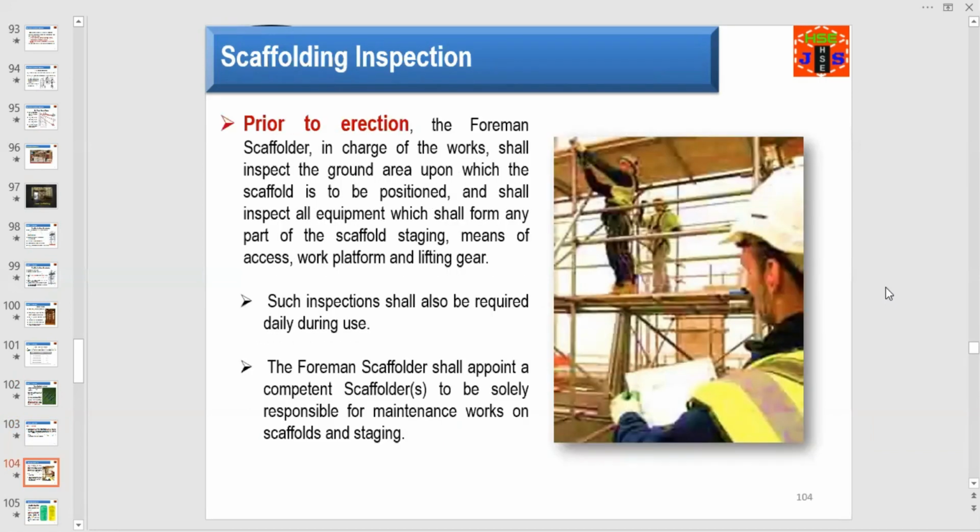Dear friends and colleagues, prior to erection, the scaffolding supervisor or foreman in charge of the works shall inspect the ground area upon which the scaffold is to be positioned and shall inspect all equipment which shall form any part of the scaffold staging, means of access, work platform, and lifting gear. Such inspections shall also be required daily during use. The scaffolding supervisor shall appoint a competent scaffolder to be solely responsible for maintenance works on scaffolds and staging.